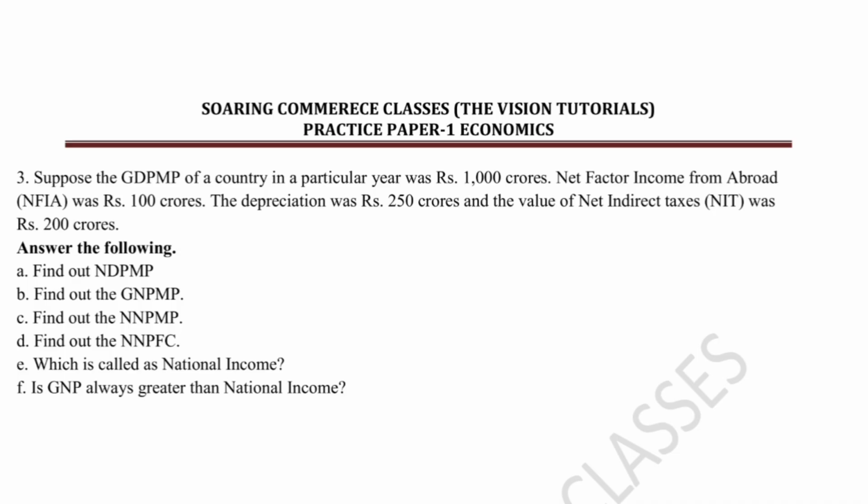Suppose the GDP-MP of a country in a particular year was rupees 1000 crores, net factor income from abroad was rupees 1100 crores, the depreciation was rupees 250 crores, and the value of net indirect taxes was 200 crores. Answer the following. Find out NDP-MP, find out GNP-MP, find out the NNP-MP, find out NNPFC. Which one is called national income? Is GNP always greater than national income?